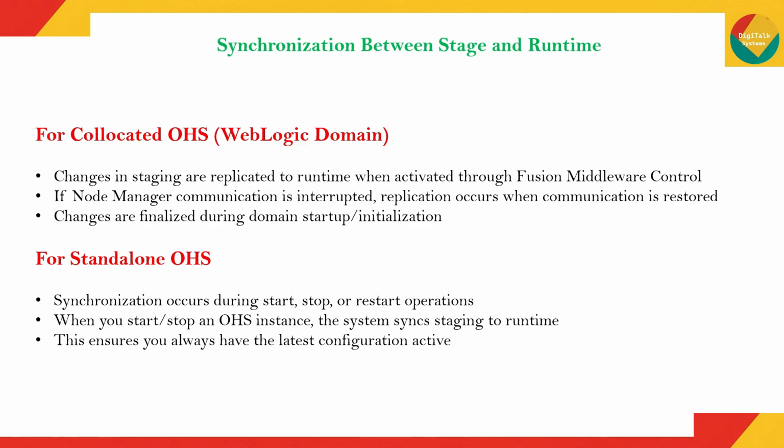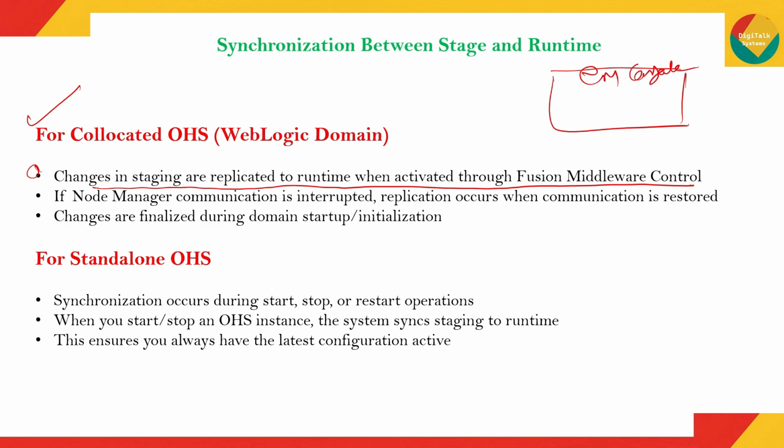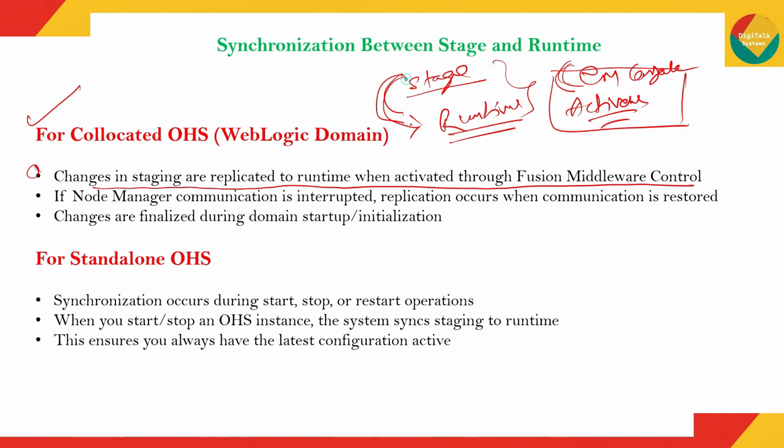Now, how is the synchronization done? As I said, in co-located mode, changes in staging are replicated to runtime when activated through Fusion Middleware Control, the EM console. So we make the changes in the staging directory configuration files, and when you activate the changes from the EM console, they are replicated to the runtime directory files. Now the changes are there, and to reflect them in the OHS, you just need to restart your services. Simple.